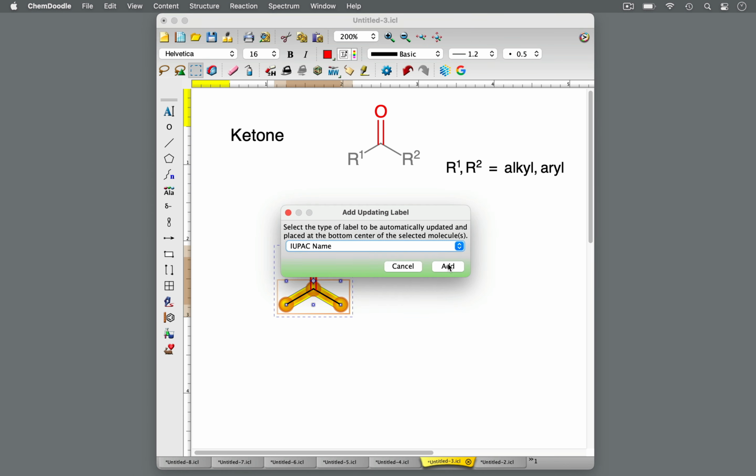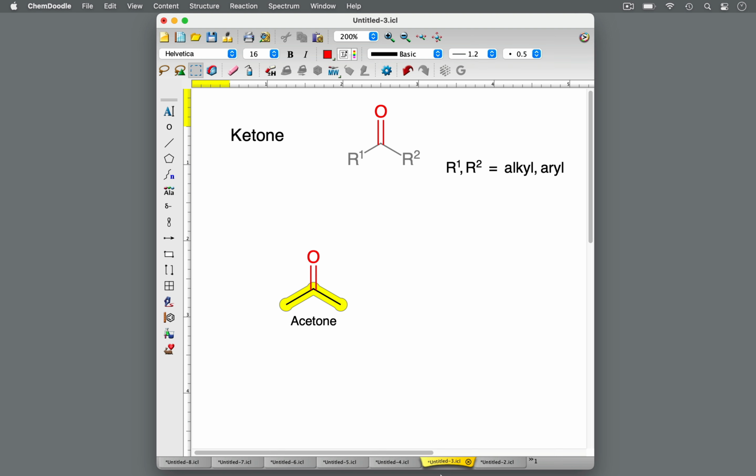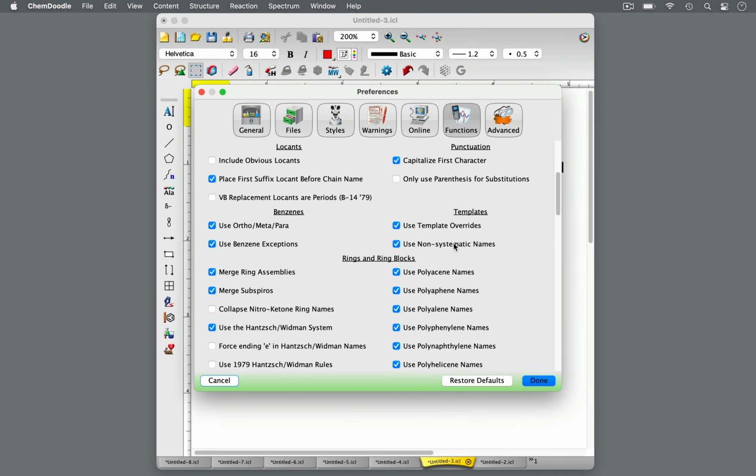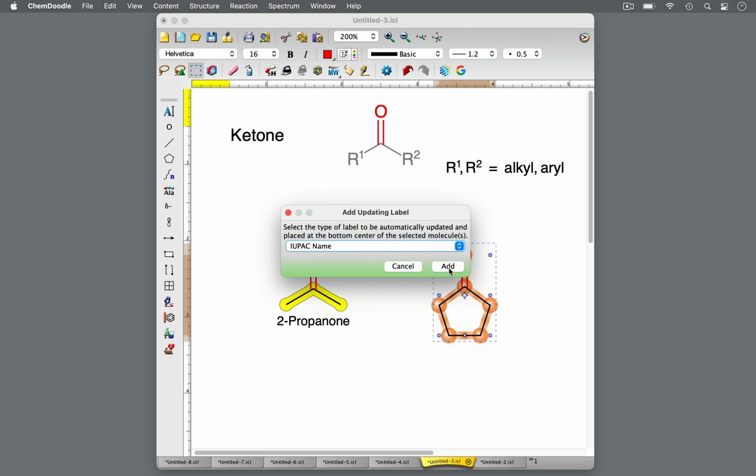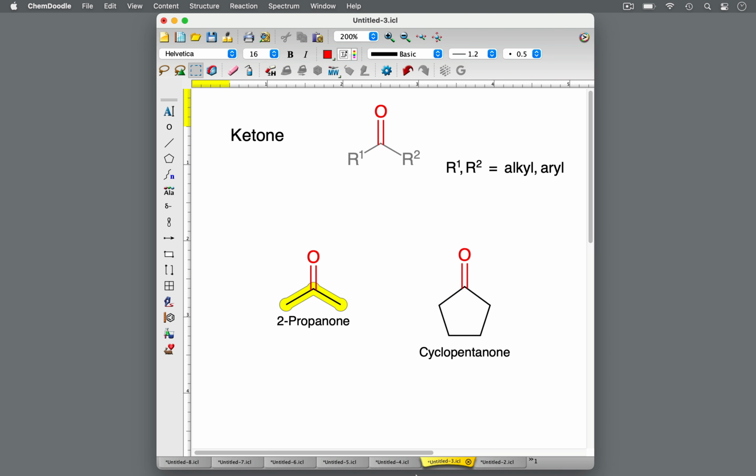This ketone is commonly known as acetone, the primary ingredient in nail polish remover. Under systematic naming conventions, this is known as 2-propanone. The R groups of a ketone can be part of a ring as well. In this molecule, the carbonyl group is connected to a 5-carbon ring, a cyclopentane. This is cyclopentanone. Note the suffix -one to denote a ketone.